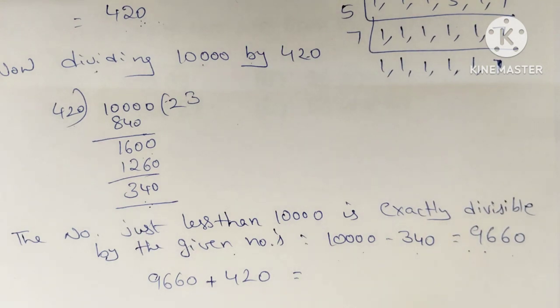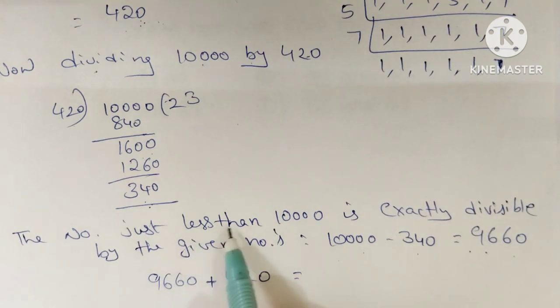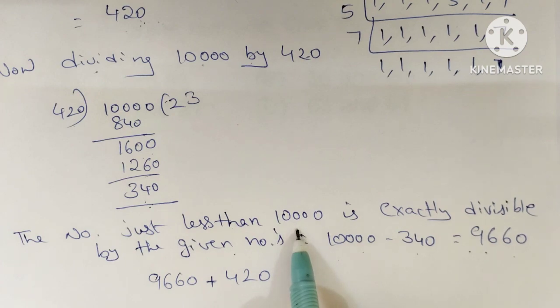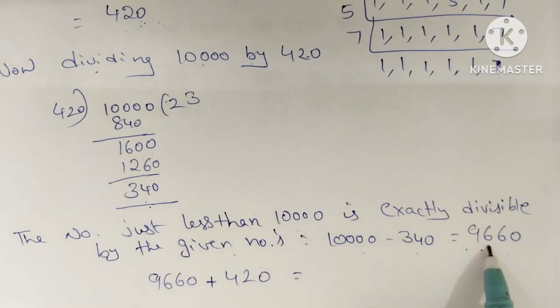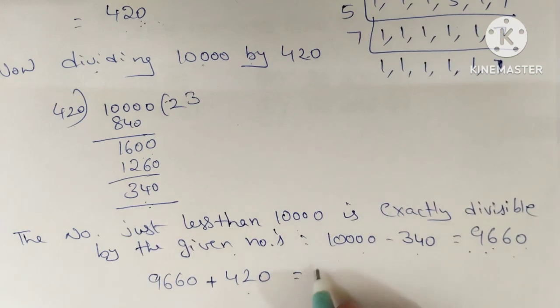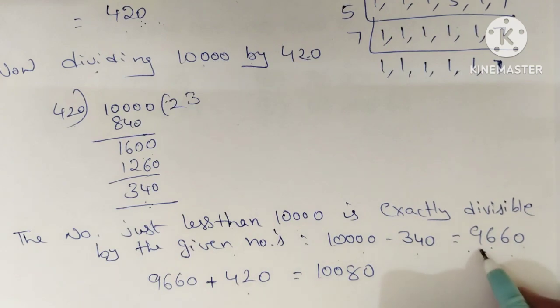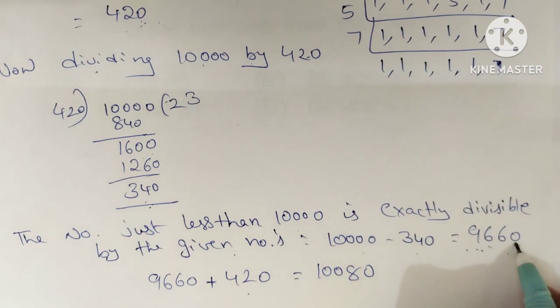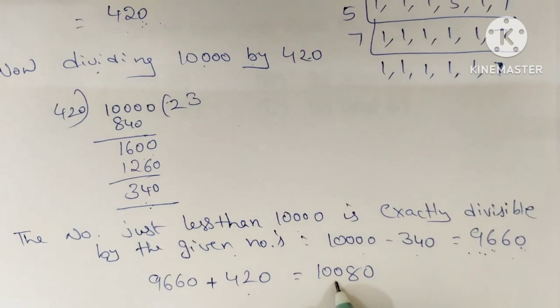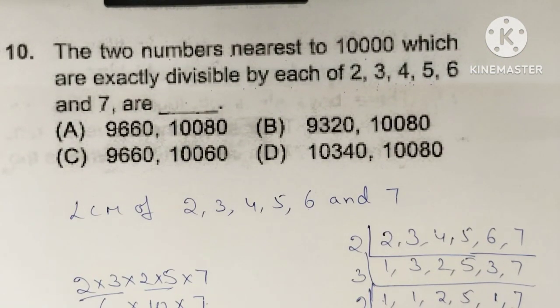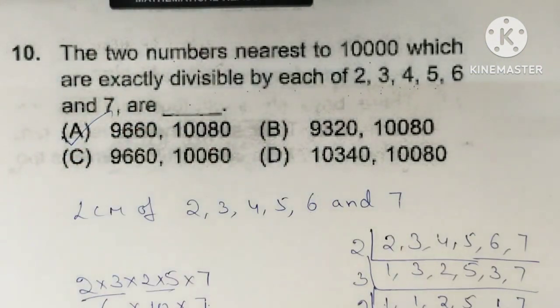Then we have to find the other number. The number which is greater than 10,000 and exactly divisible by the given numbers is 9,660 plus 420, which is equal to 10,080. So 9,660 is one number and 10,080 is the other number. So option A is the correct one.